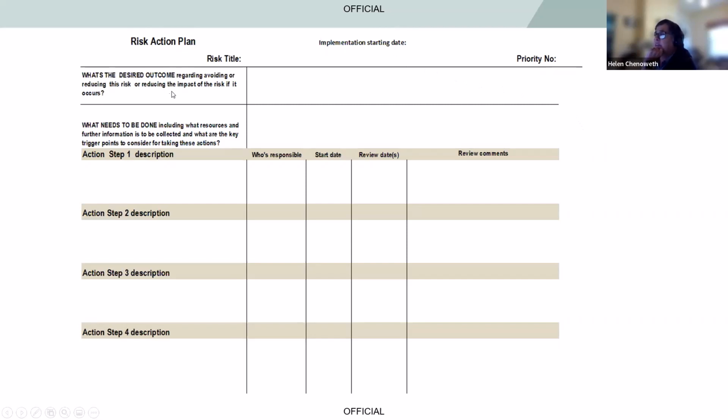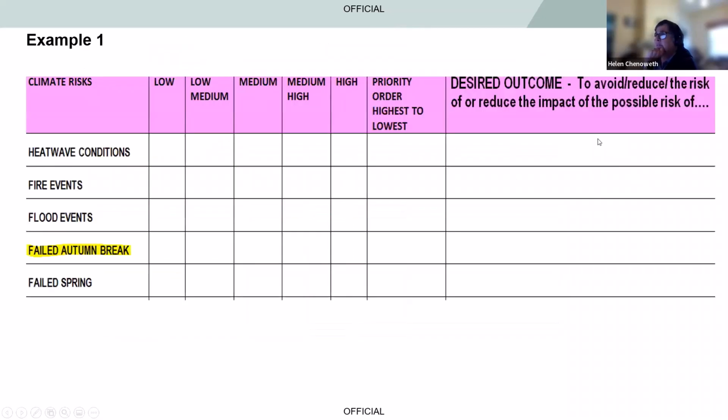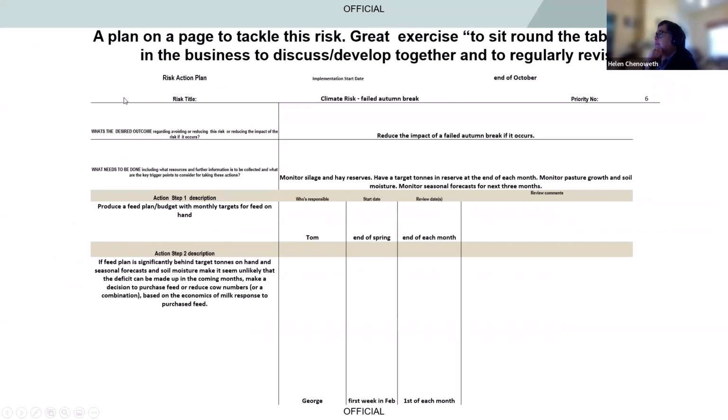What are we wanting? Where do we want to go? How are we going to get there in terms of steps? And who's responsible, when, and how we're going to review it as we go through. So a pretty simple, logical way of thinking through things. So this is an example of the failed autumn break. So we think that's pretty important. What are we going to do about it?